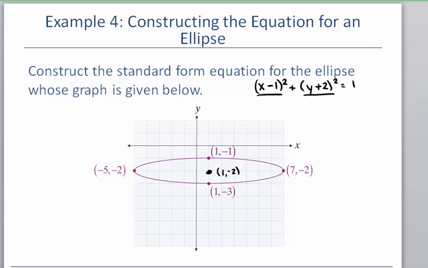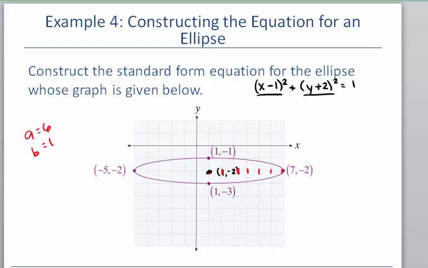So recall that the a is going to be the distance from the center to the vertex. And so I can just count this over. This is 1, 2, 3, 4, 5, 6 units over. And so I know that my a is 6. I know that my b is going to be the distance from the center to the co-vertices. So that looks like that's just a distance of 1.